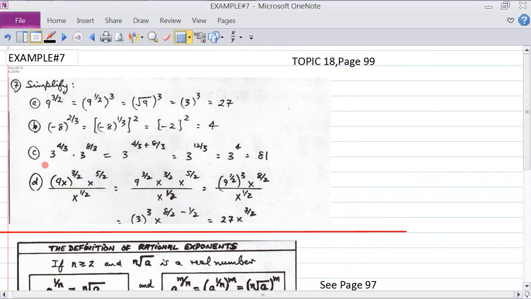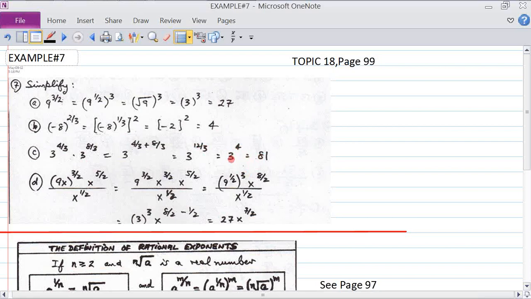Now let's go to part C. Very simple. If I have 3 to the 4/3 times 3 to the 8/3, I can just add the powers here. So I can add the 4/3 to the 8/3, which is what I'm doing here. 4/3 plus 8/3 is 12/3. I just add the numerators here. Divide by the 3. 12 over 3 is 4. 3 to the 4th is 81.